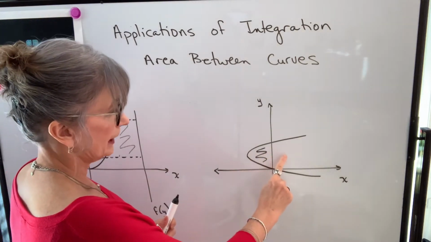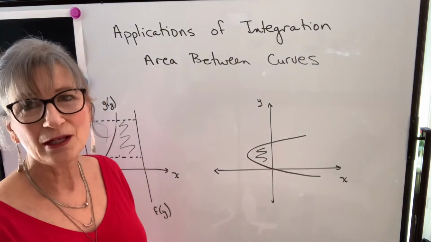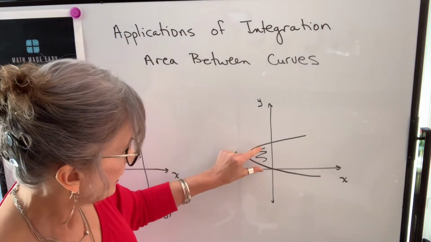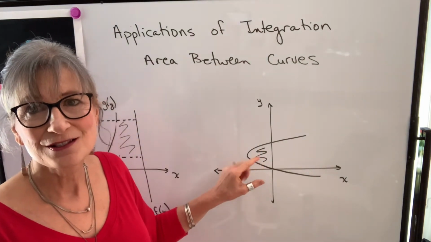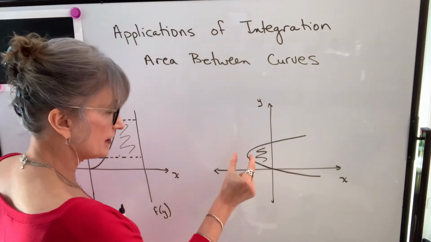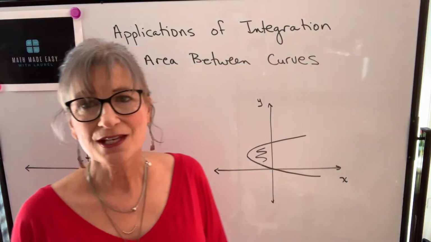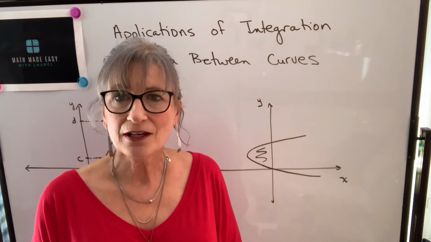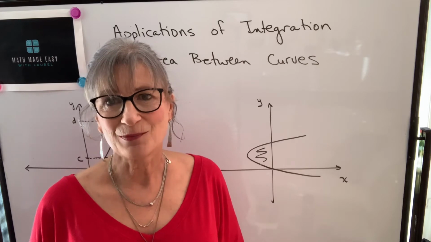If we took a look at this example, if I wanted to find the area of this region, I would not be able to use vertical rectangles because if I took the top curve minus the bottom curve, it's the same curve, so I wouldn't be able to do that. In this situation, it would be necessary for me to use horizontal rectangles. So let's define how we find the area of a region using horizontal rectangles and do some examples.